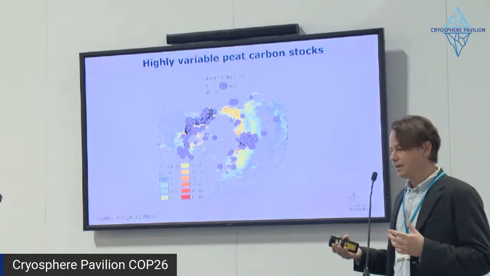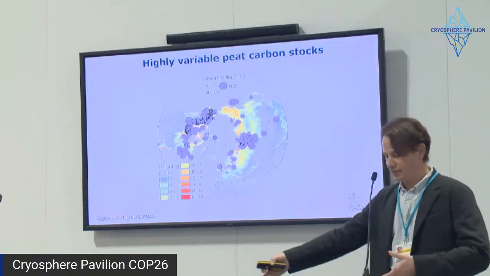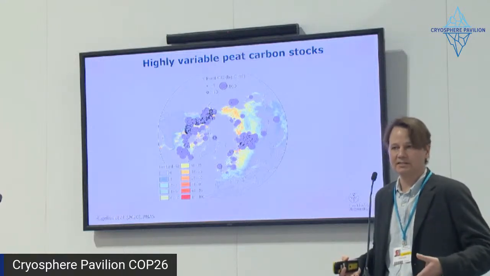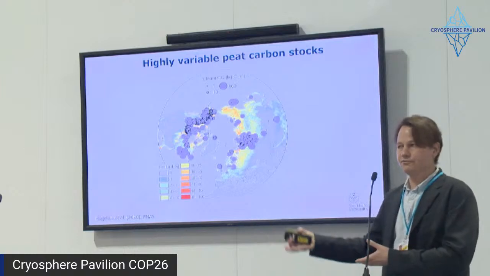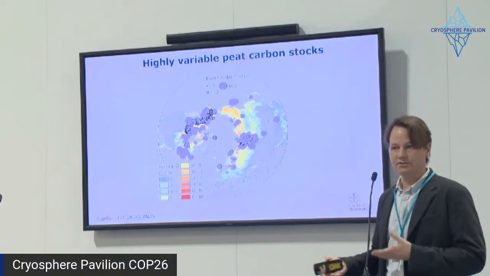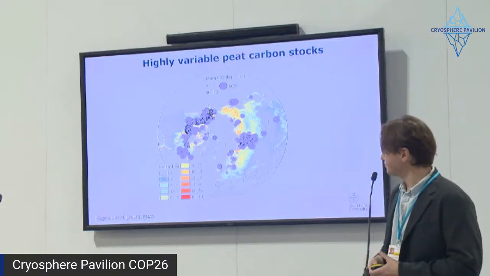I have been standing on a peatland in the Arctic that looks exactly the same as over there. And beneath my feet, there's half a meter of peat or something like that, a very shallow peatland. And you step 1 or 2 meters to the right, and all of a sudden you have four or five meters of peat. And you can't really tell from the peat surface. So it's a very heterogeneous and difficult environment to map.